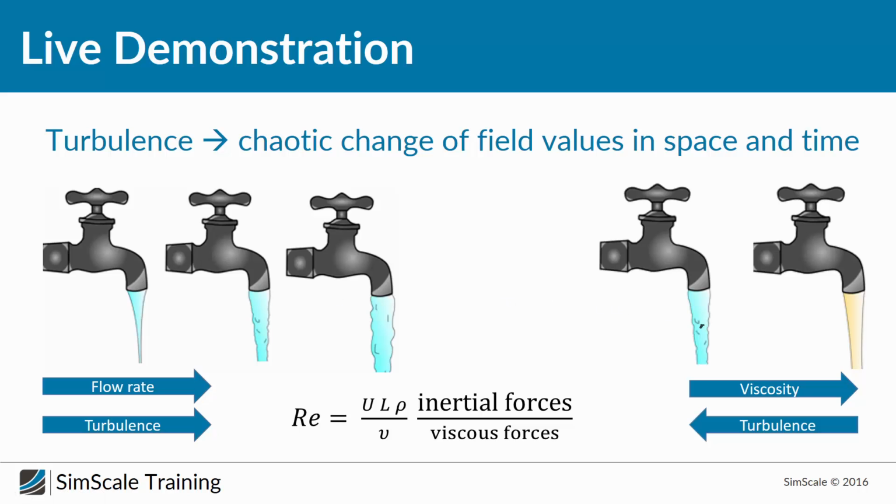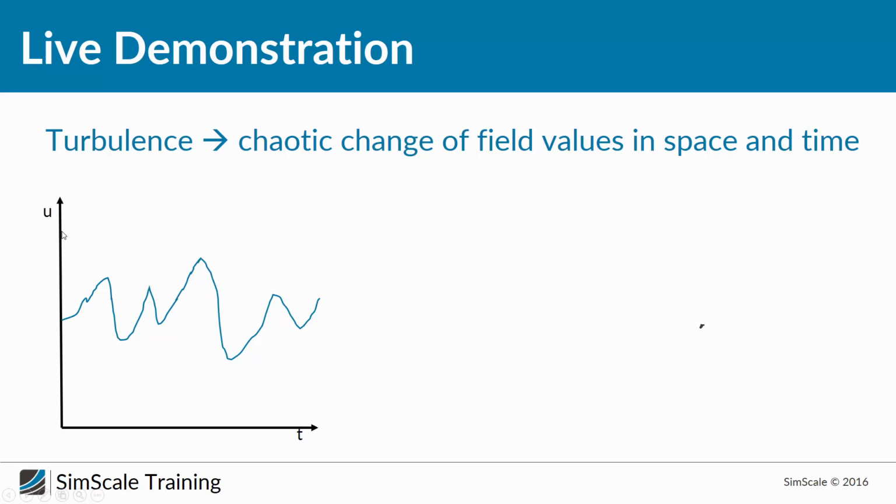And what you will see then is that the velocity is not constant, it's fluctuating, and this is this chaotic change of field values. And this is not only for velocity, it will be the same for all other transport properties like pressure, temperature if considered, etc. And so when you have a turbulent flow, even for a steady state case, you have no constant velocity.